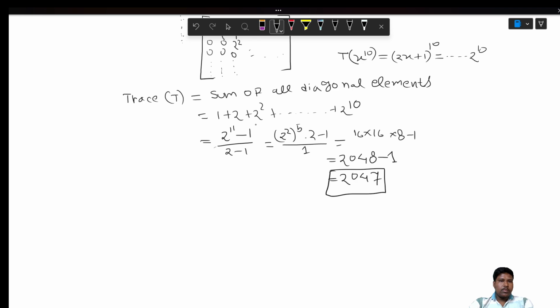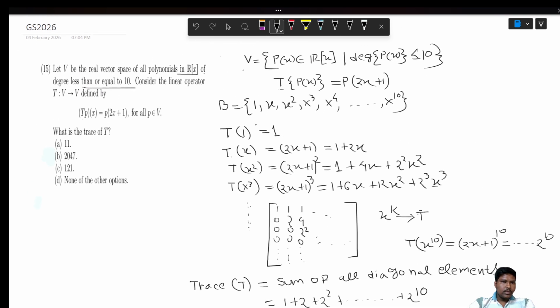So now coming to the options. So option B is true. So 2047 is the correct option.